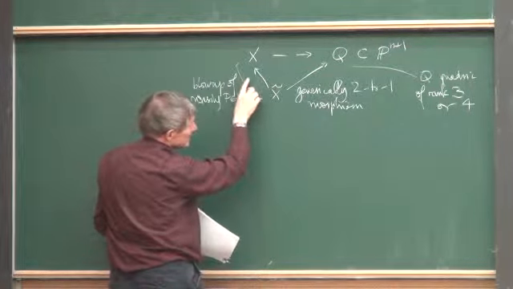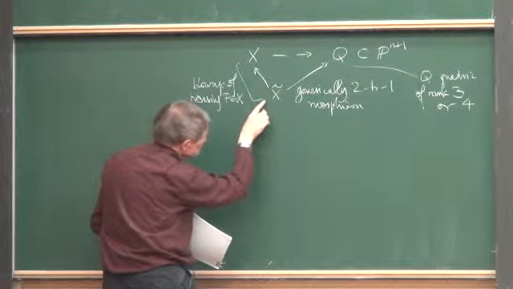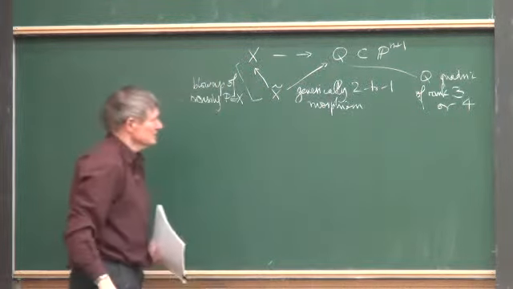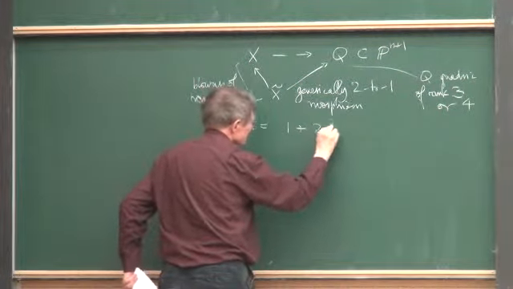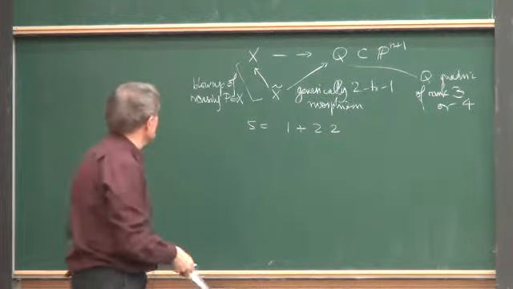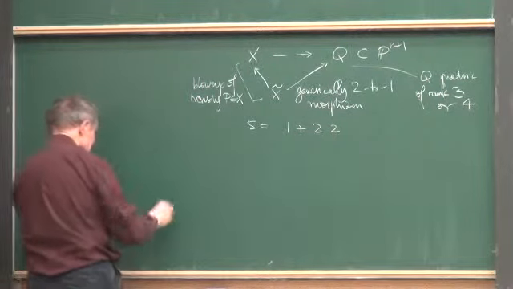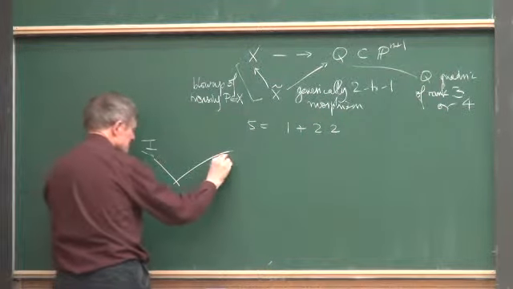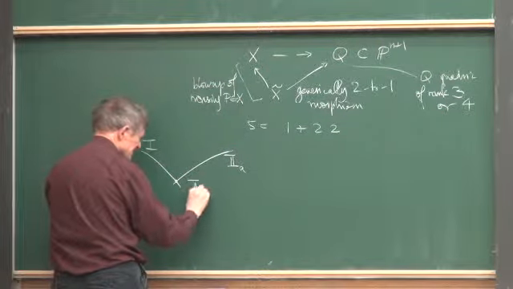5 is a small number. So the only thing that can happen here is that I lose 1 from the degree of the map, and then afterwards I have a 2-to-1 map to a quadric. So the 5 is 1 plus 2 times 2: degree of the map times degree of the image. And that's the only possibility. Yes, and so there's this picture that looks like this. Type 1, type 2A, and type 2B.